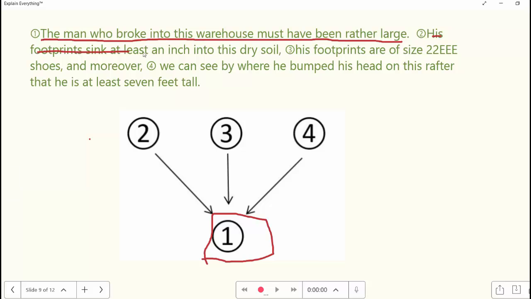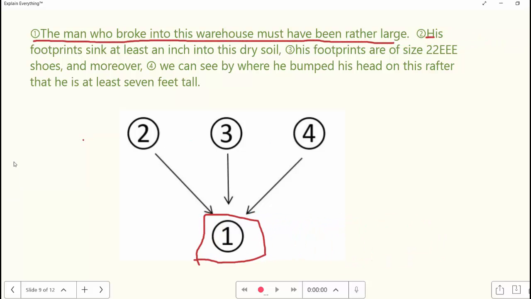Or, I don't even know what to compare size 22 EEE shoes to, but that would be huge, right? And the fact that this person has huge feet suggests, again, that the person's rather large. You know, rather large or really funny looking, but probably rather large. And again, if we got rid of both 2 and 3, and we find out that the person is 7 foot tall, that suggests that person's rather large.